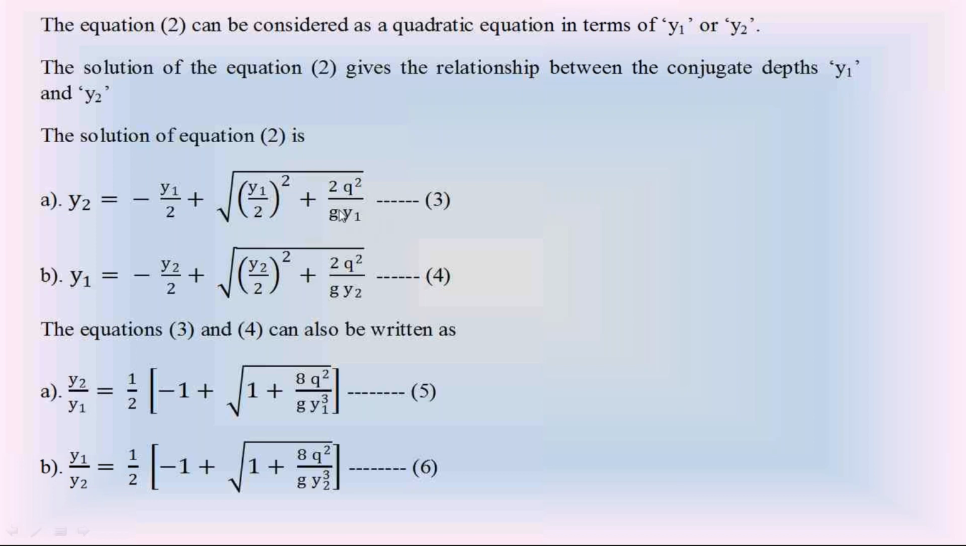So this denominator third term becomes g y1 cube, because I am taking this y1 square common. So the right hand side becomes y2 is equal to y1 into the first term minus 1 by 2 plus root of 1 by 2 whole square. Okay, so take this example clearly. Observe this equation 3 clearly.